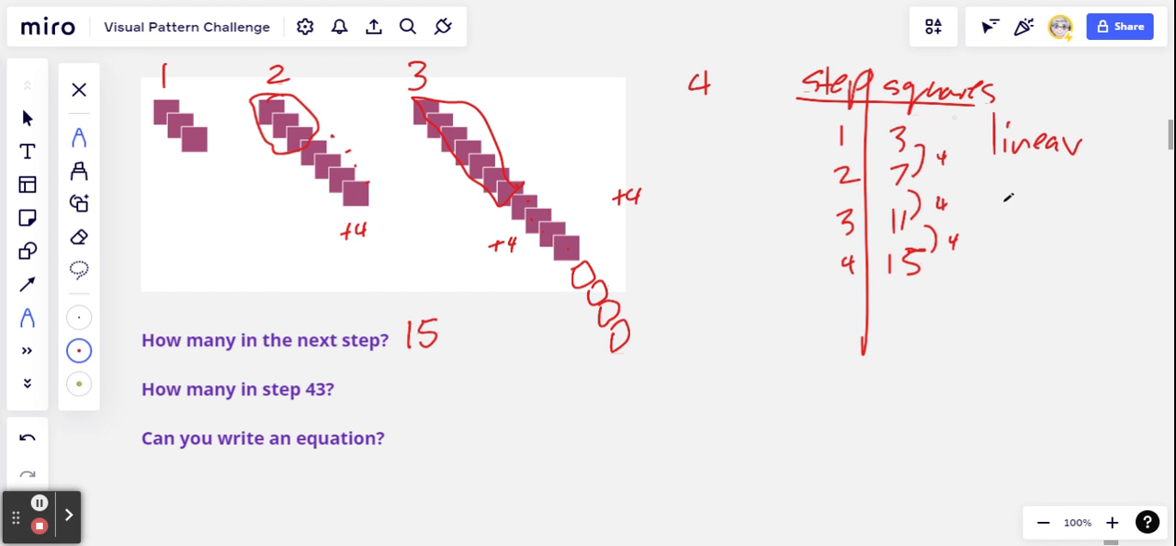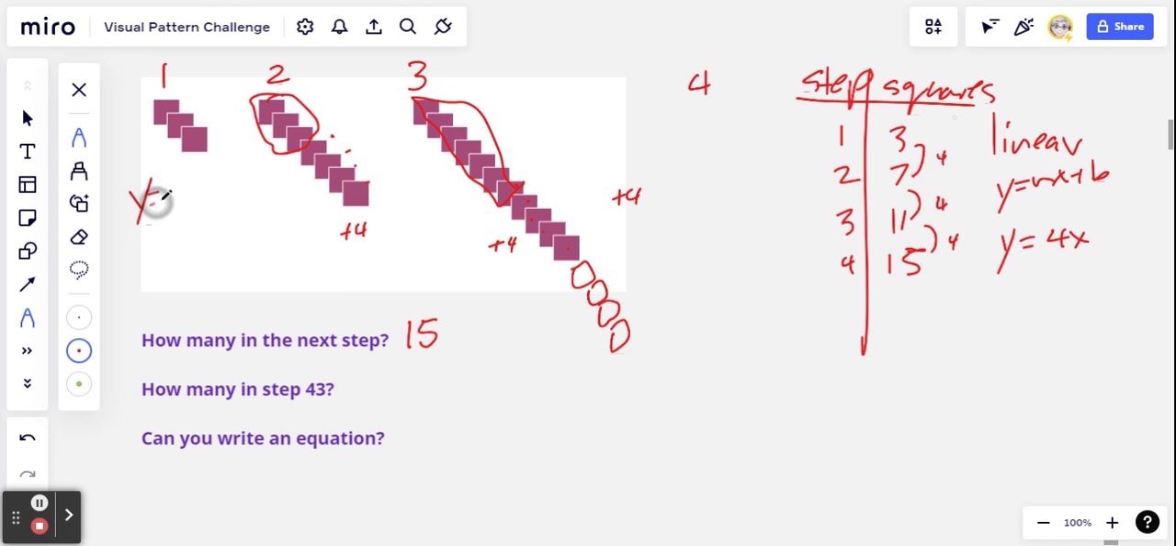And we can use the equation for a line to model that. So y equals mx plus b. And that m, the slope of your line, is actually this rate of change, the difference between each step. So we can start with y equals 4x. Now, we don't know what the b is, but we can find out by just seeing how this equation works with step 1. What we're going to do is substitute the step number in for x.